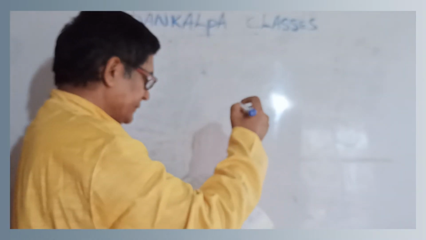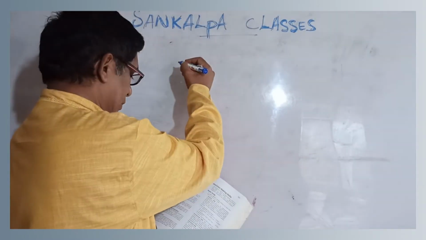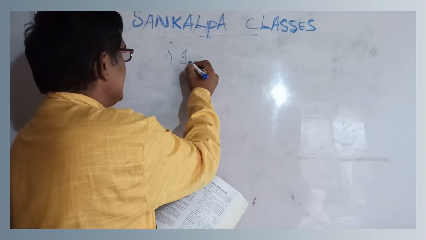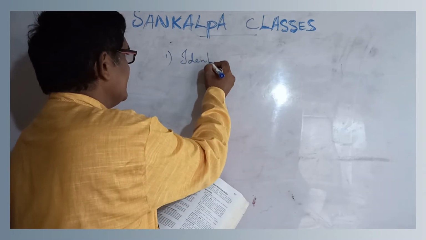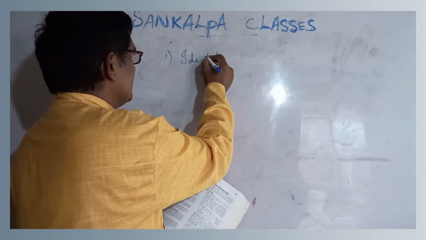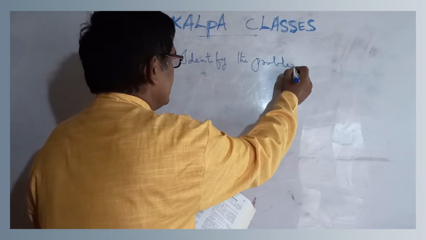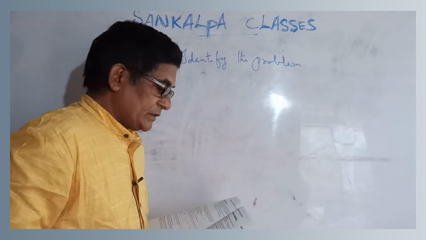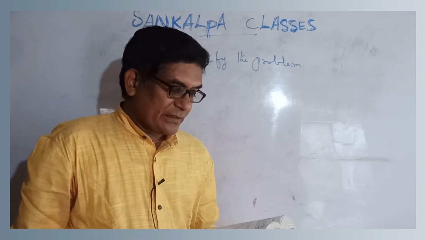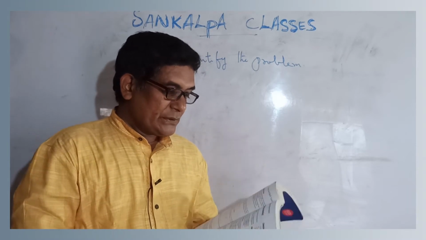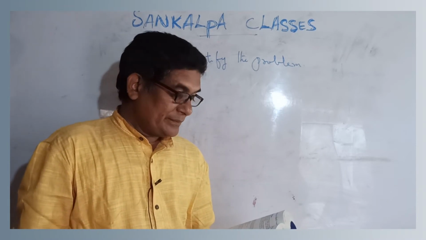What's this? Steps of decision making process. One is identify the problem. Right. The decision making process involves the following steps. What are they? Identifying the problem.